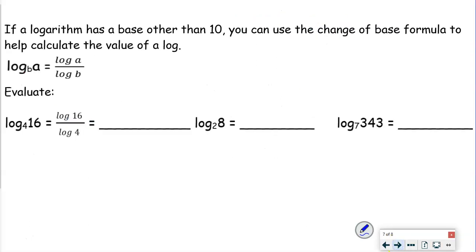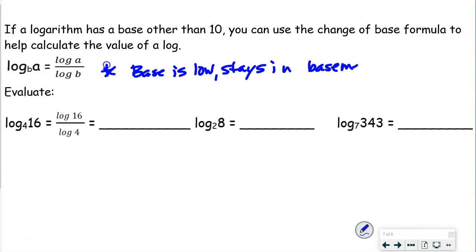Okay, so on this next one, it says if a logarithm has a base other than 10, you can use the change of base formula to help calculate the value of a log. When we do this, this is what I want you guys to remember, that the base is low. So what does that mean? It stays in the basement. Notice our first example here. We have this 4 is low, so it stays in the denominator. So it's going to be log 16 over log 4.